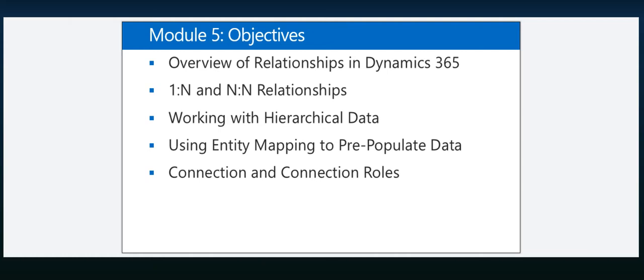But we can use the entity mapping to also pre-populate data. For example, populating address fields when you create a new contact from an account. You can automatically add all those address fields to the contact. And then finally, we'll also look at connection and connection roles.